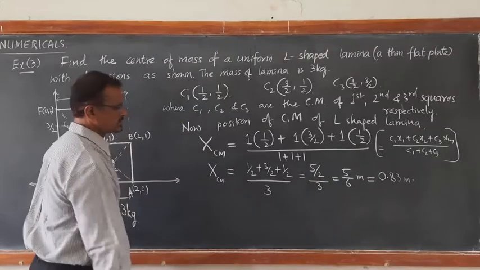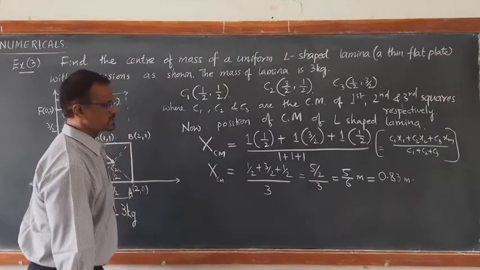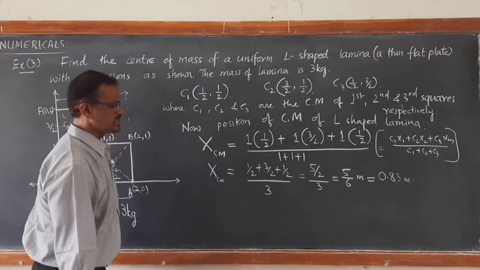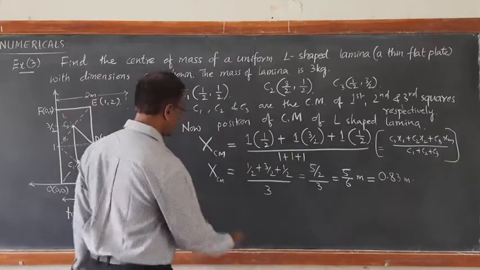0.83. 6 3s are 18, 6 2s are 12. So 0.83. Right. Similarly, y coordinate of center of mass.